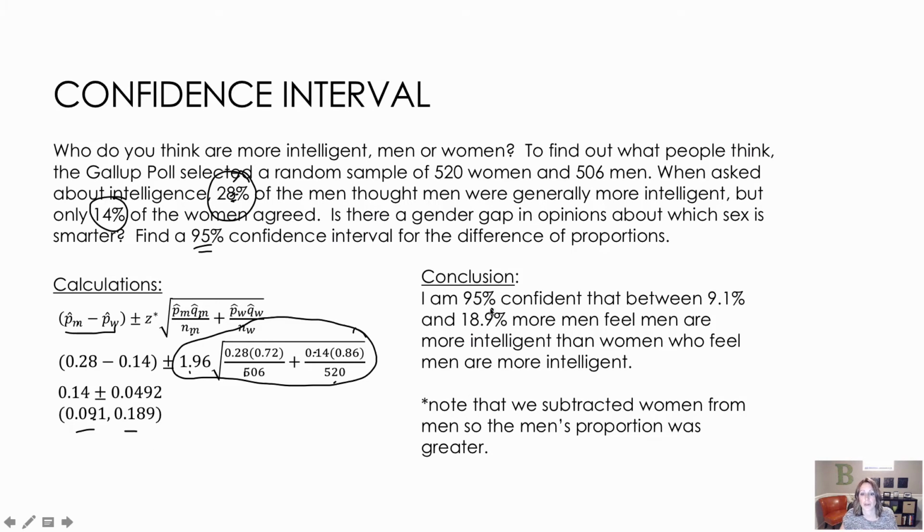So here's my conclusion. I'm 95% confident that between 9.1% and 18.9% more men, again because men came first, feel that men are more intelligent than women who feel men are more intelligent. So we're saying this is the proportion of men that's greater than women, greater because we subtracted.